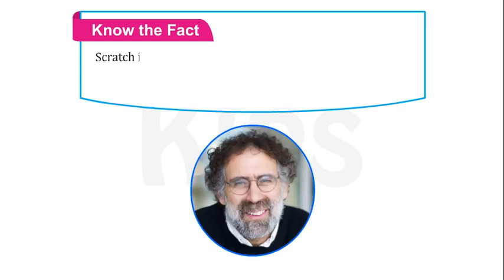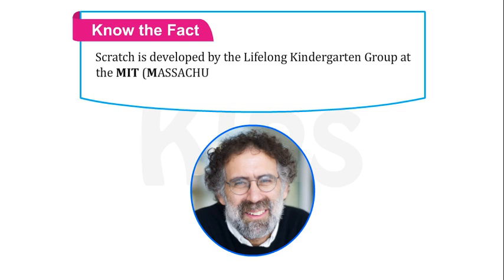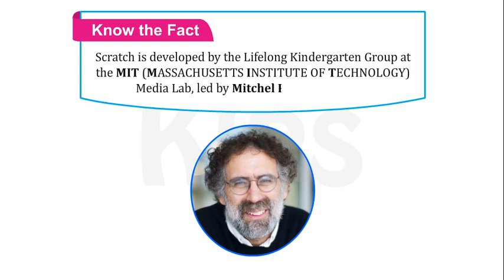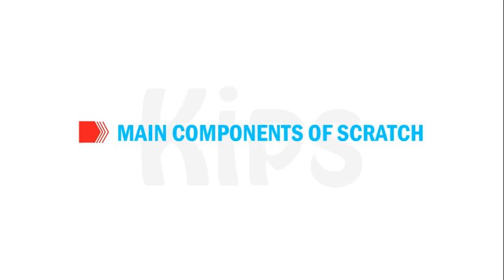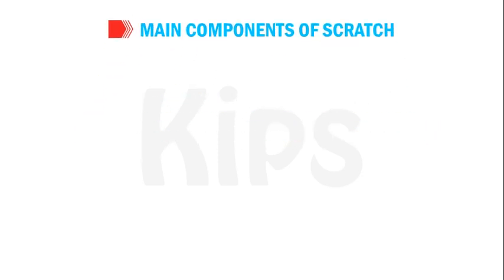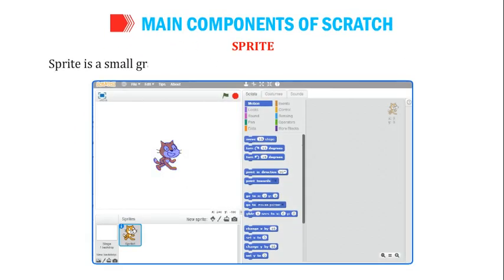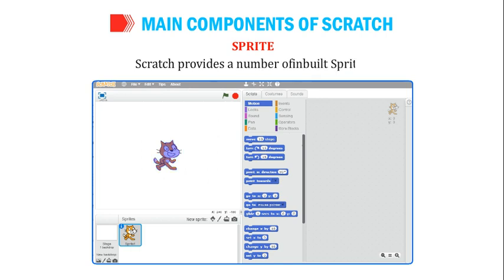Alright, let's know an interesting fact. Scratch is developed by the Lifelong Kindergarten Group at the MIT, Massachusetts Institute of Technology, Media Lab, led by Mitchel Resnick in 2003. Let's learn about main components of Scratch. Sprite. Sprite is a small graphic character that performs actions in a Scratch project. Scratch provides a number of inbuilt sprites. Cat is the default sprite in Scratch.